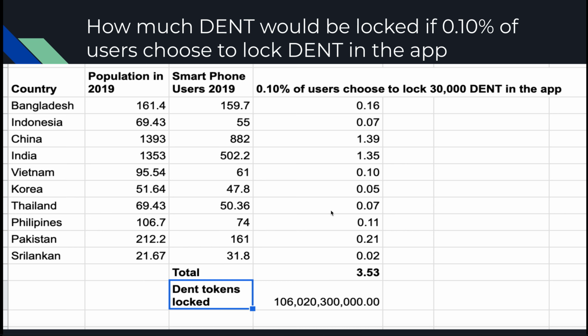So now we can see how just these 10 countries could contribute to increased demand in the DENT tokens. This is not financial advice. I'm just saying how the demand could happen organically with the increased number of users. That's the point I want to highlight in today's video.